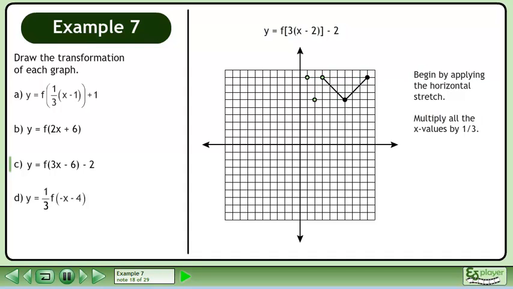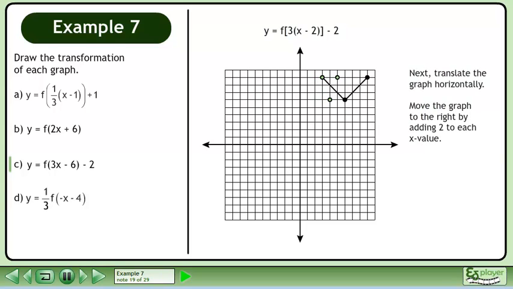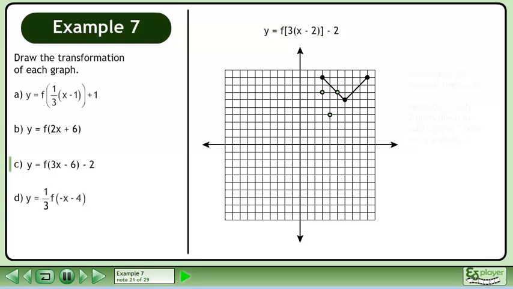Begin by applying the horizontal stretch. Multiply all the x values by 1 over 3. Next, translate the graph horizontally. Move the graph to the right by adding 2 to each x value. Now apply the vertical translation. Move the graph 2 units down by subtracting 2 from each y value. Finally, draw the graph.